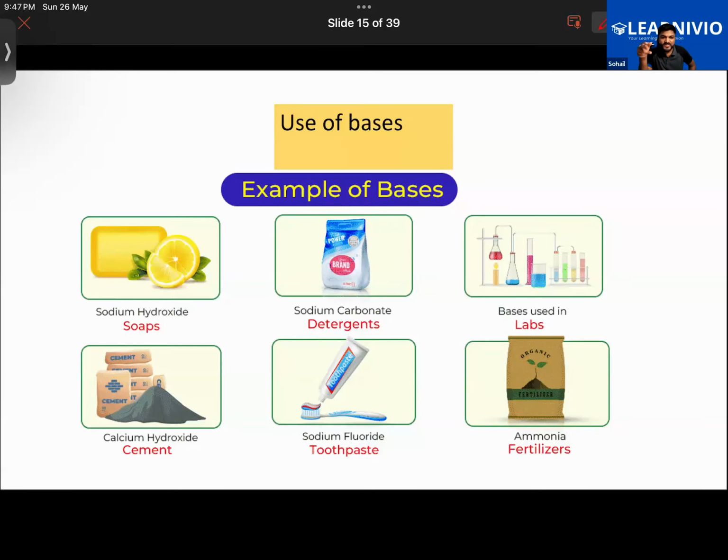Have you guys ever heard of antacids? No, sir. It's the acid of red ant. No, that's a completely different definition. Antacids are basically given as medicines in order to neutralize the acidity in the stomach.